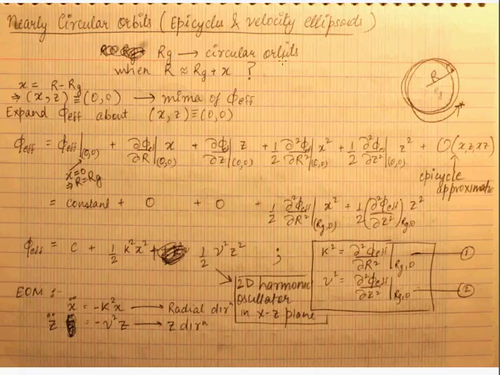Okay. So we know that Rg happens to be the condition for a circular orbit. Let's see what happens when the initial condition is R, which is Rg plus x. If we provide a little perturbation in Rg, so Rg goes to Rg plus x instead, what happens? This means that x equals R minus Rg. And we know that x comma z equals 0 comma 0 is the minimum of phi effective, because at x equal to 0, R equals Rg, right? And we know that the minimum of phi effective occurs at Rg and z equals 0, right?